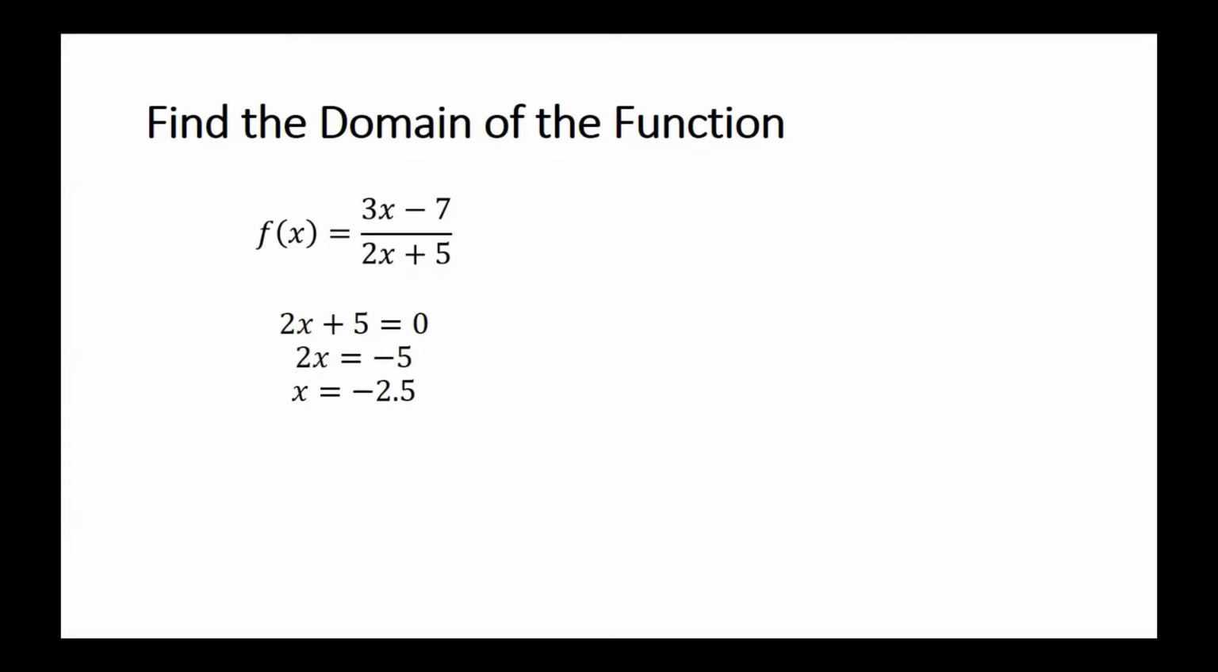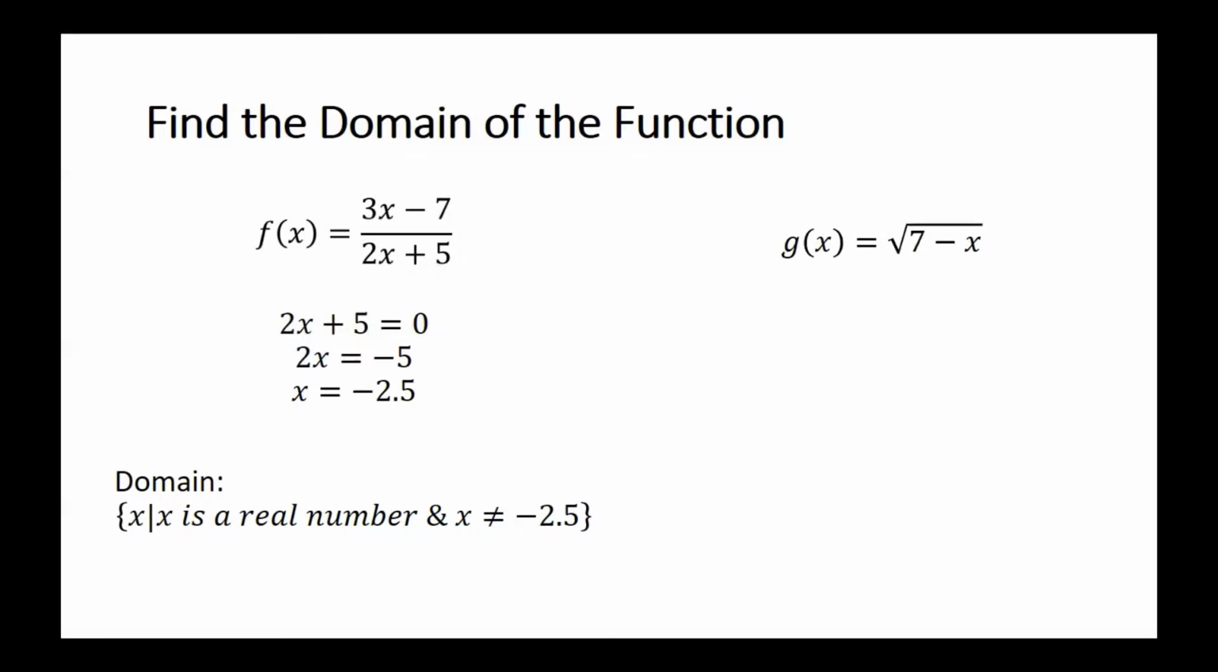2.5. So we know that the domain of this function is going to be all real numbers, but we can't allow it to be equal to negative 2.5. Therefore, the domain is x such that x is a real number and x is not equal to negative 2.5.